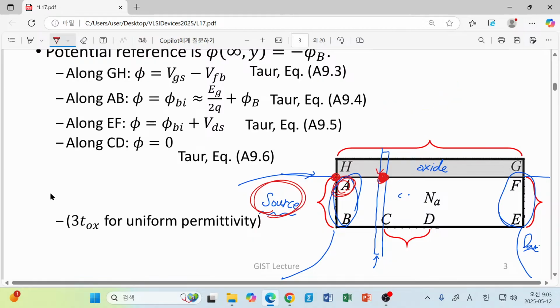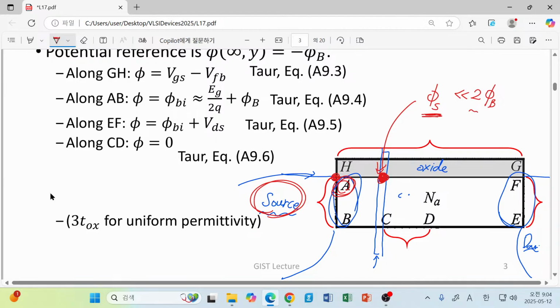Currently we are talking about the subthreshold region. So what was the criterion for the subthreshold region? In that case, our surface potential should be much lower than 2 times phi b. If the surface potential reaches 2 times phi b, we say that the channel is now inverted, so we have a sufficient amount of electron channel. Since we are talking about the subthreshold region, in this case we have a sufficiently low value.